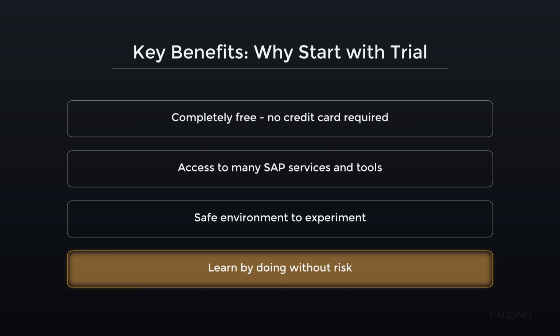Learn by doing without risk. This means you can experiment freely in a safe environment where mistakes have no consequences. For instance, try building a sample app. If it fails, simply restart with no impact on real business operations. This hands-on approach builds confidence and practical skills safely.